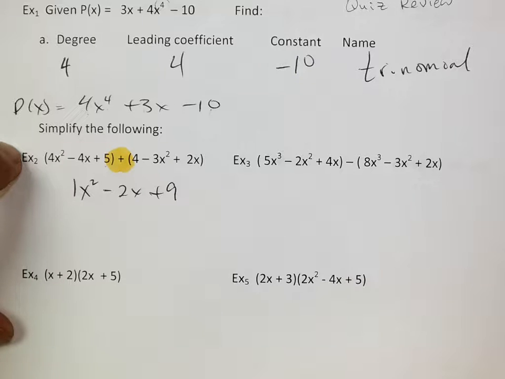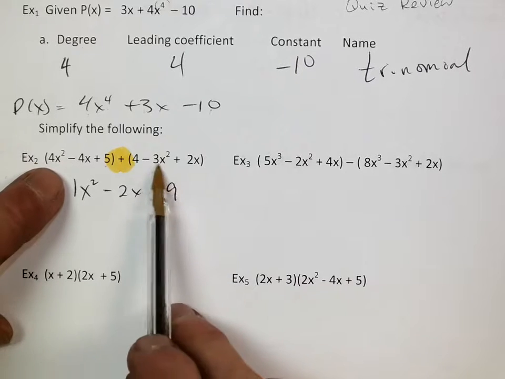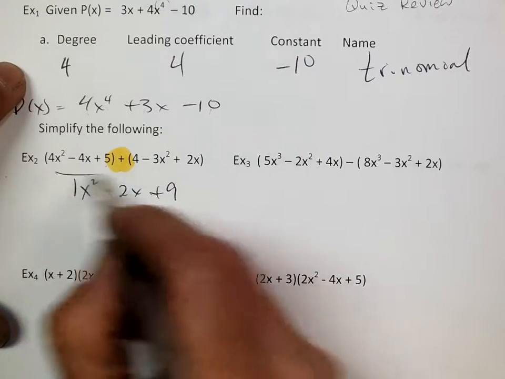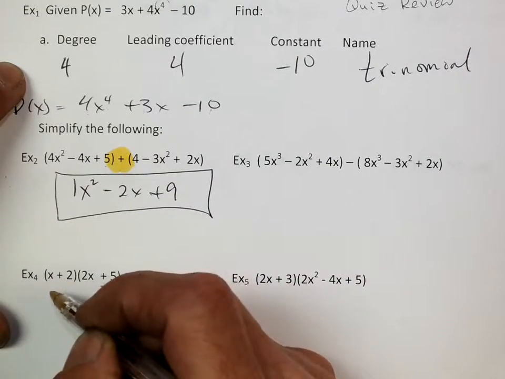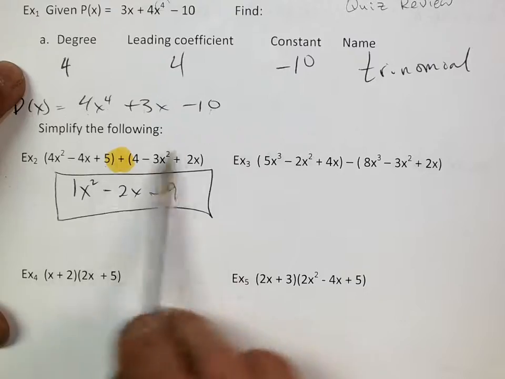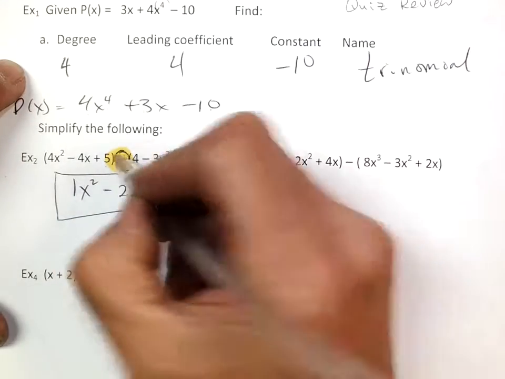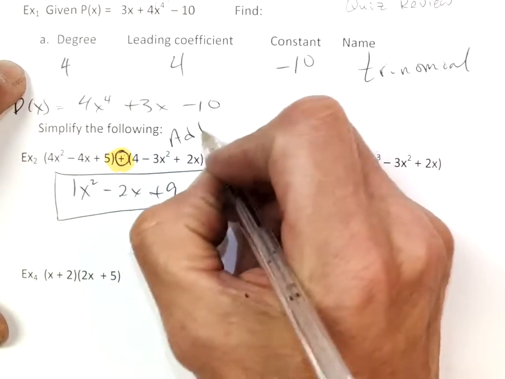That's easy, isn't it? Wait, what did you do? I just added the x squareds, added the x's, and added the numbers. That's all I'm going to do. Okay? That's it. Don't multiply. Don't go this times this times this, because of the plus, right? It's got a plus sign, which means to simply add, right?